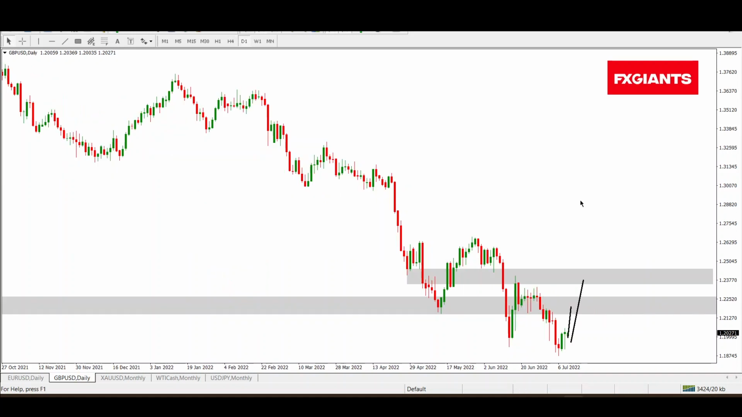But overall, as long as this daily high remains intact, our bias remains bearish. We will only look for overall long positions when we have broken above this daily high. But as long as the daily high remains intact, our bias remains bearish overall.